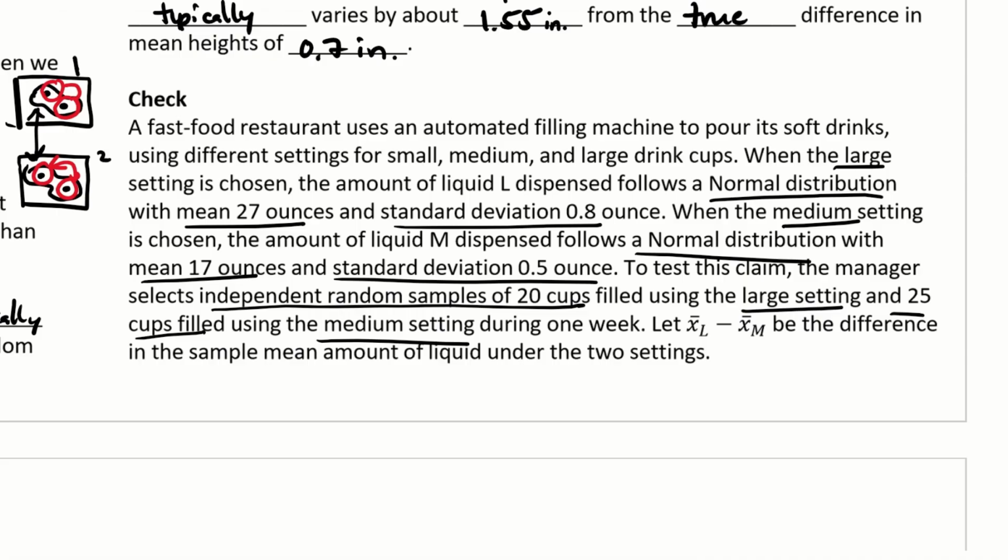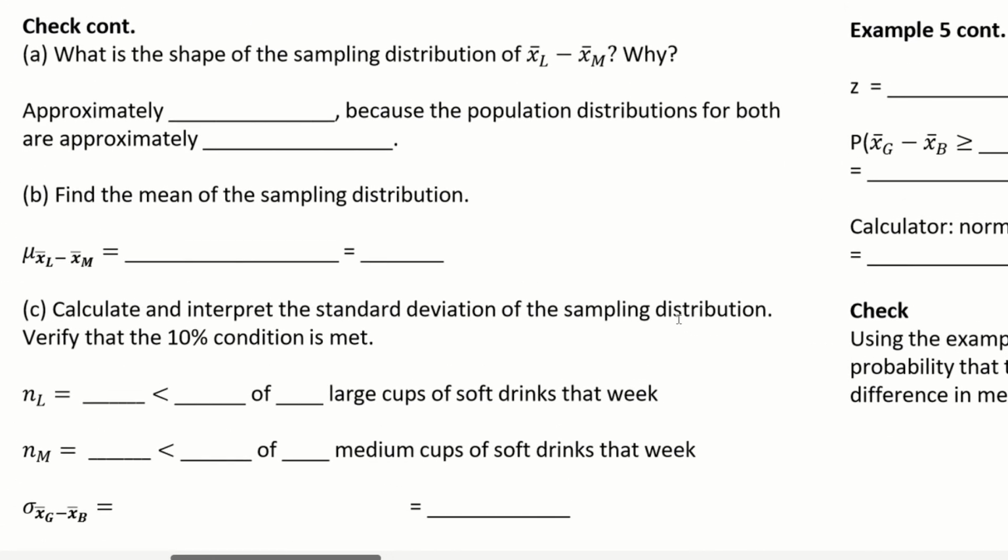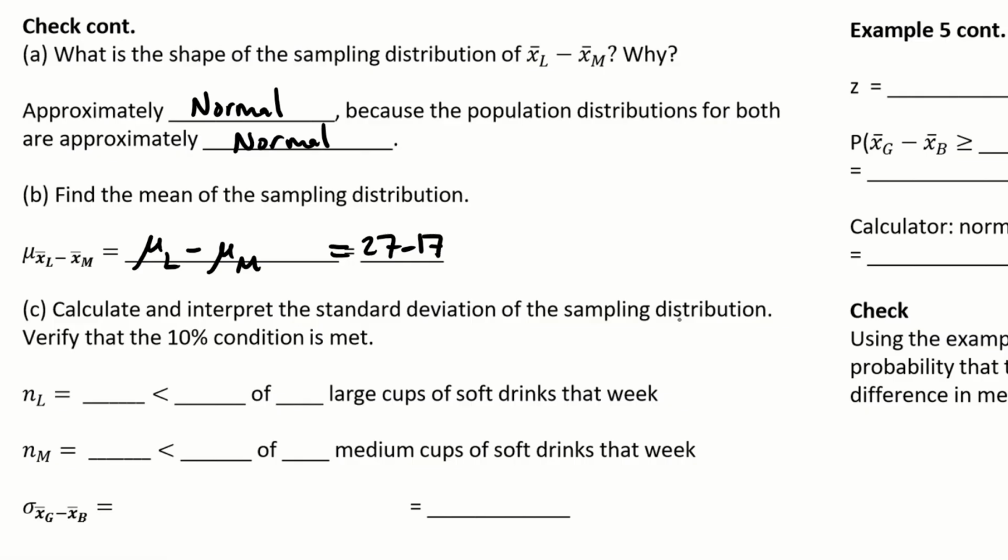Okay, so let's go down to the problem. What is the shape of that distribution? Well, because both distributions were normal, the difference has to be approximately normal, because the population distribution is normal for both. Now, part B, find the mean of the sampling distribution. It's just going to be mu L minus mu M. And mu L is 27, and mu M for the medium setting was 17 ounces. So this is going to be 10 ounces.